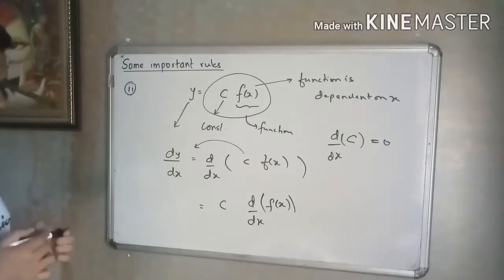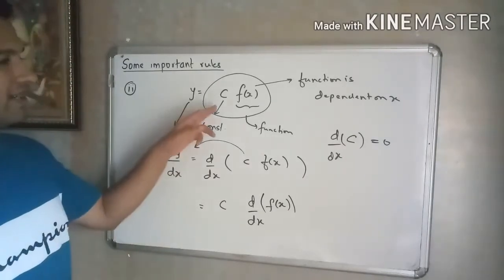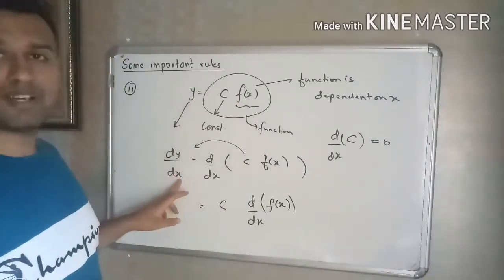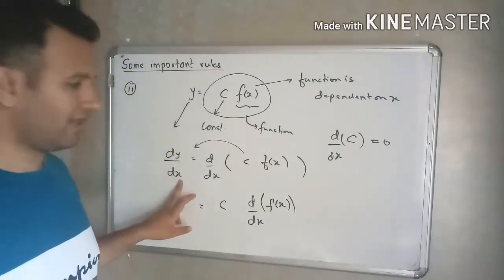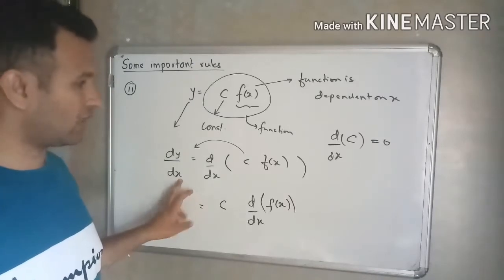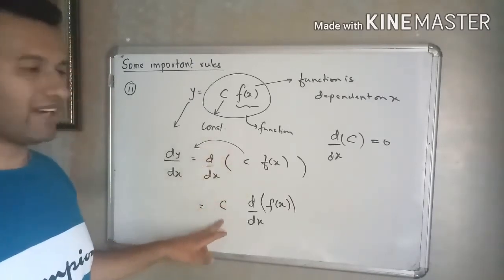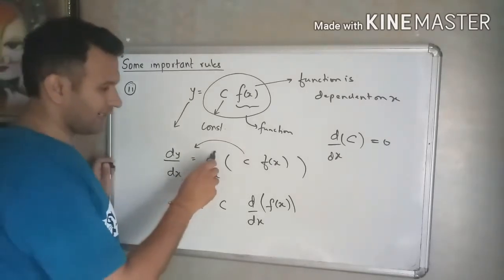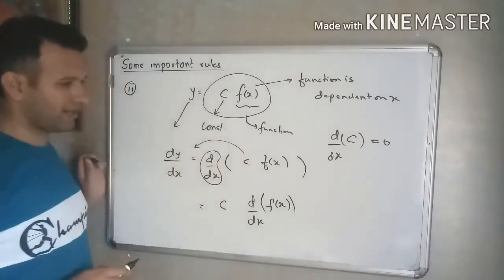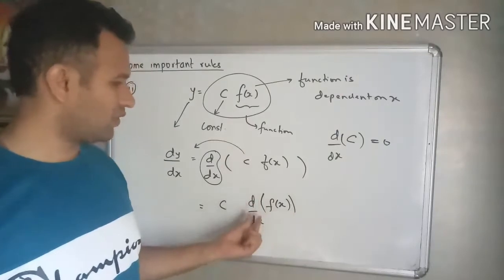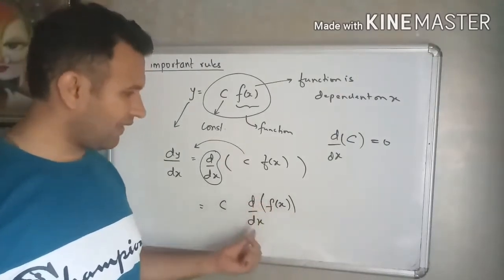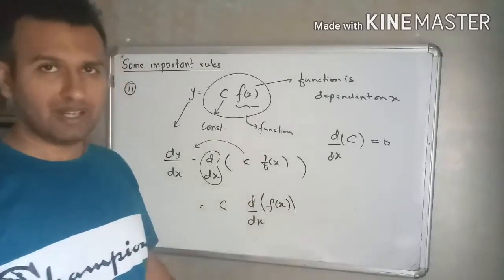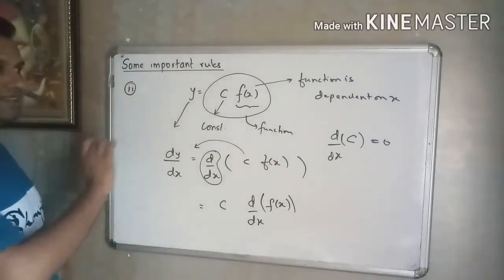The second rule is that if the constant is multiplied to a function and you are trying to find its derivative, in that case the constant will be taken outside the derivative, and this operator d by dx, the derivative operator, will be taken inside, right? So d by dx of f of x. Then we'll have to just find the derivative of the function f of x. That's all, that we'll see later. So this is the second rule.